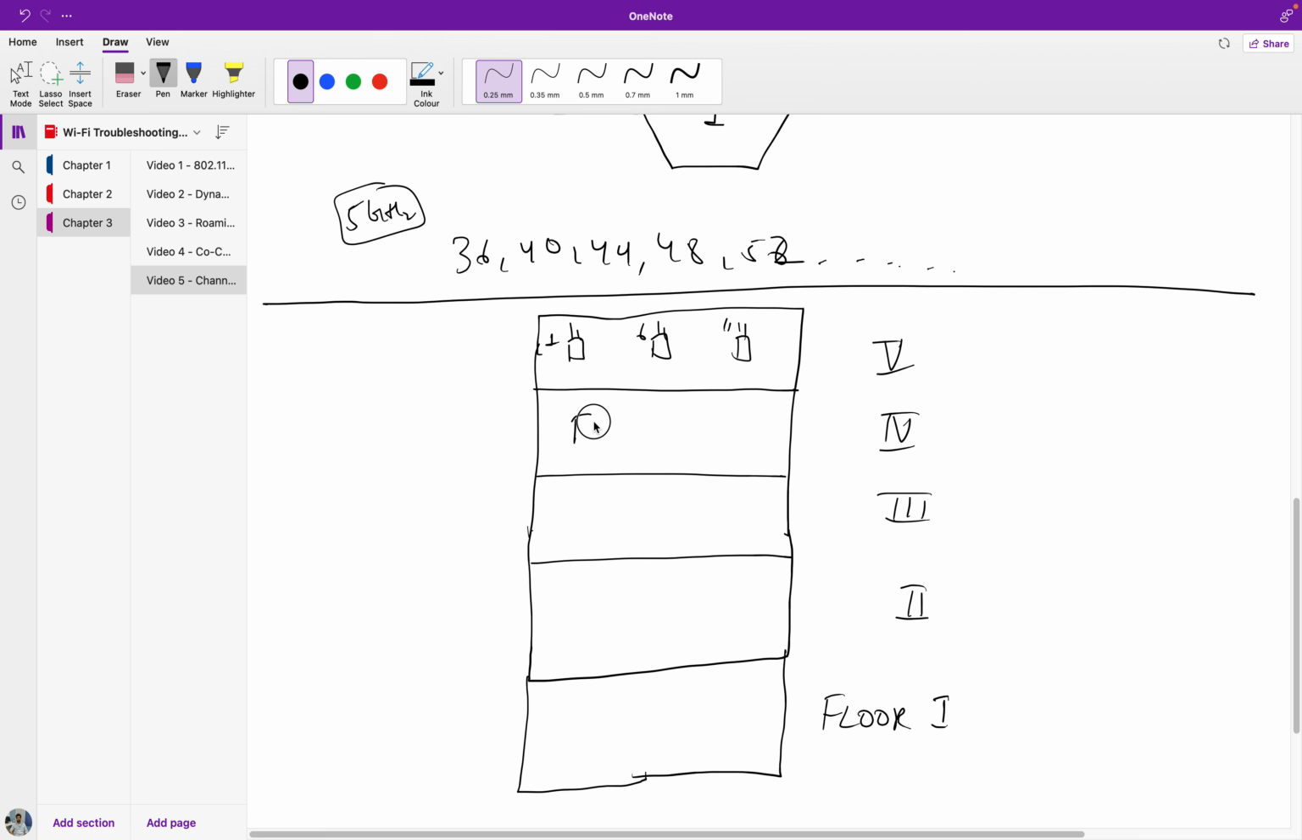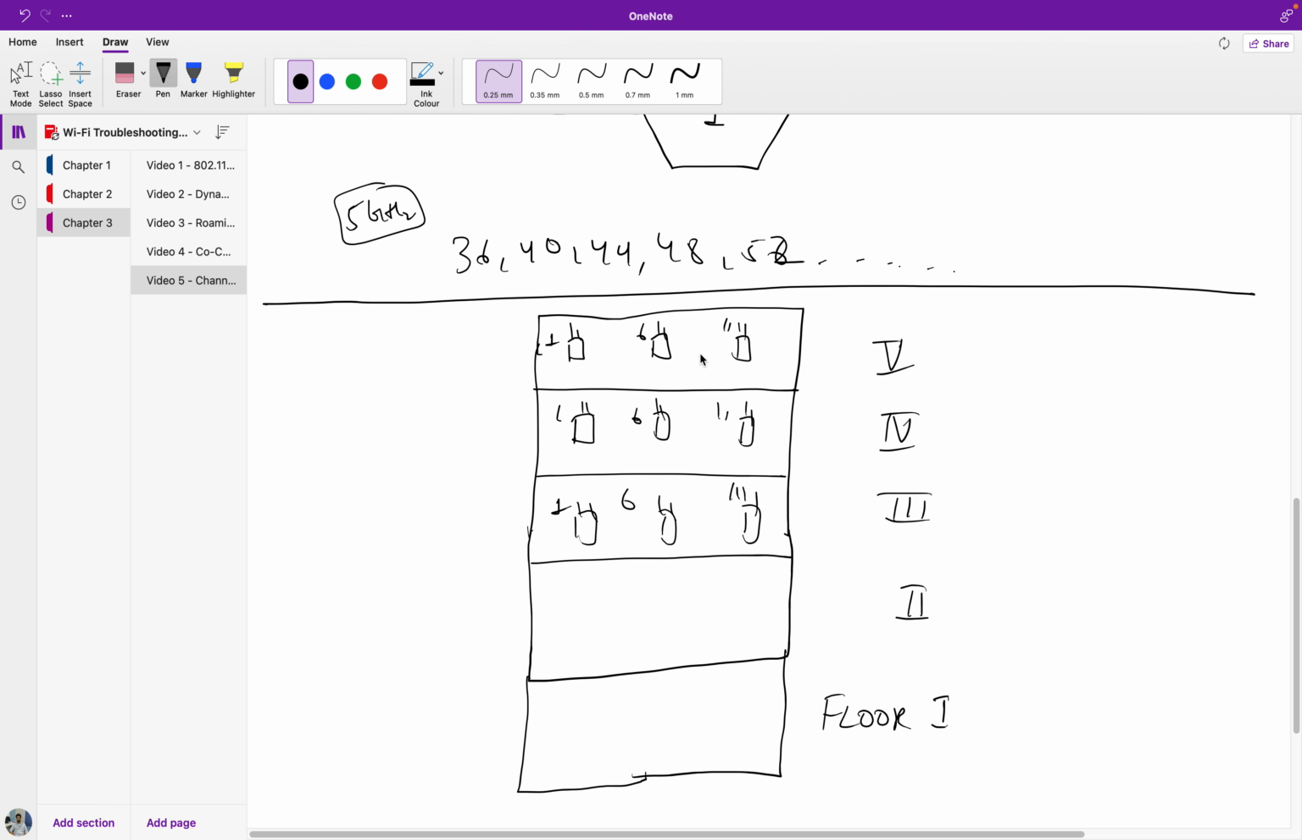Why? Because if you do this again, 1, 6, 11, again 1, 6, 11, that's a problem, because you can expect the AP on this ceiling here to have some sort of a bleed in between the floors and reach here as well. Similarly for this AP and for this AP also.